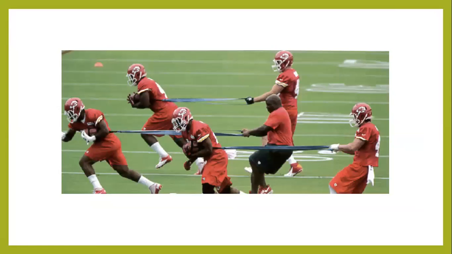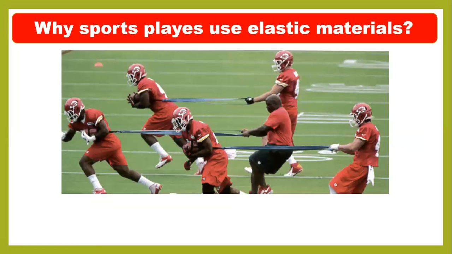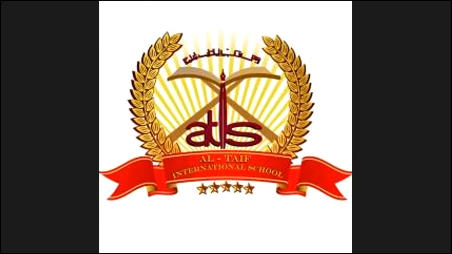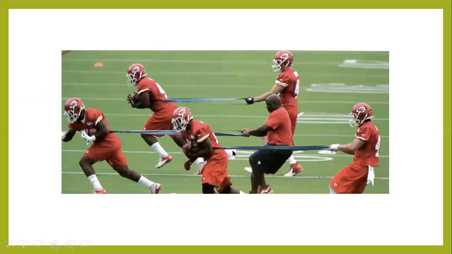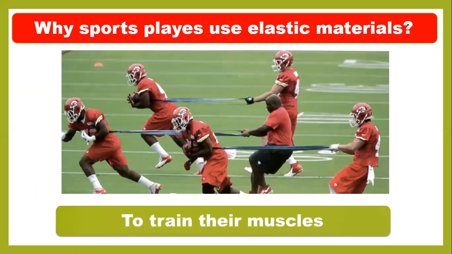And the next question: why do sports players use elastic materials? As you can see, to train their muscles, not to fall down. The elastic material is made from rubber and it can be stretched. So they train their muscles so they do not get hurt.